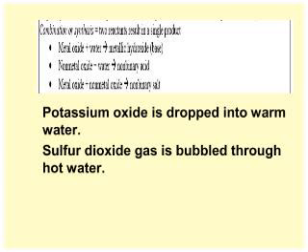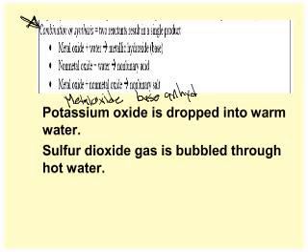Potassium, and then we've got some different synthesis things you have to familiarize yourself with. Potassium oxide is dropped into warm water. This is actually called a metal oxide, which is really a base anhydride.